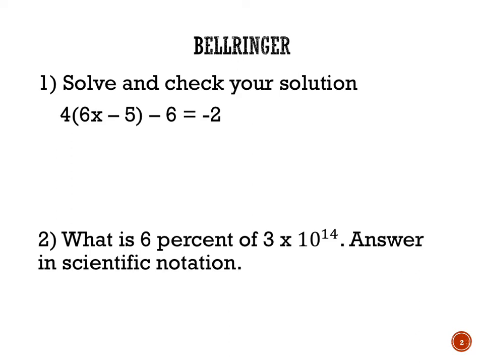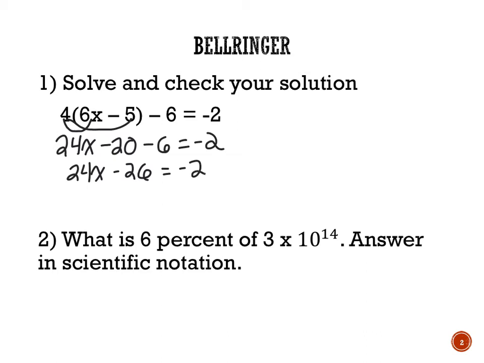So 4 times 6x, I've got to turn my pen on, sorry. 4 times 6x equals 24x. 4 times negative 5 equals negative 20. Minus 6 equals negative 2. Going to combine like terms. Negative 20 minus 6 equals negative 26. So I have 24x minus 26 equals negative 2.